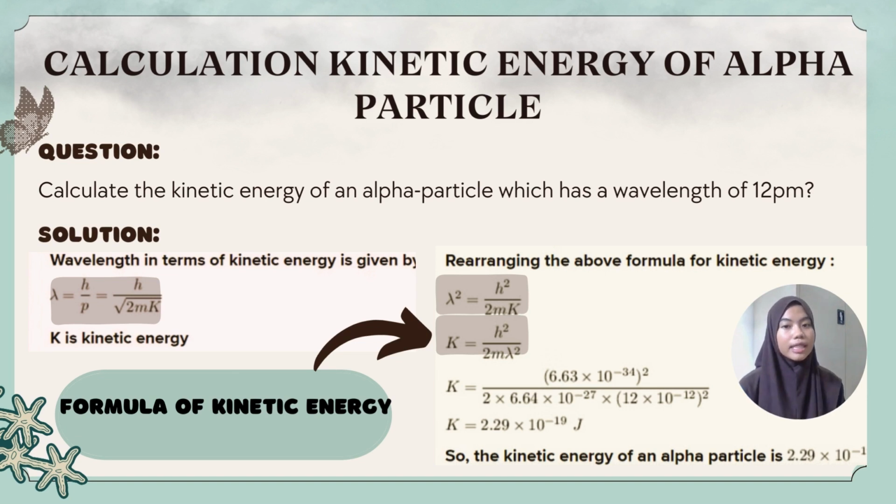So you just insert the numbers into the formula, where m is the mass of the particle, which is 6.64 times 10 to the power of negative 27, and lambda is the wavelength, 12 picometers. So we need to convert picometers to meters: 12 times 10 to the power of negative 12. Then we can calculate and get the kinetic energy, which is 2.29 times 10 to the power of negative 19 joules.